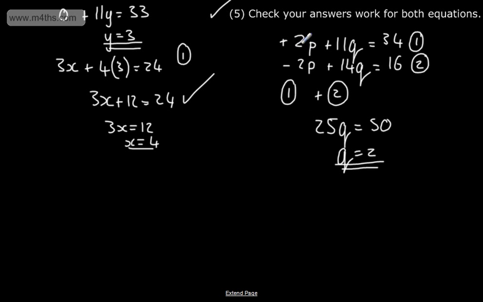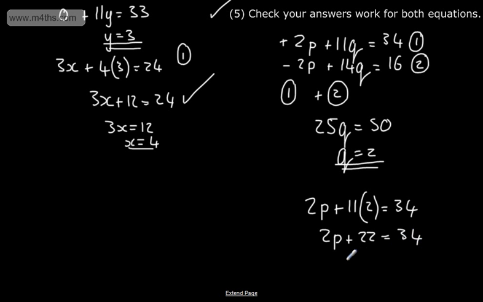So if I put this in, entirely up to us, I'm going to put it in the top one. It makes things slightly easier. 2p plus 11q, where q is 2, is 34. So 2p plus 22 is equal to 34. That gives us that 2p is equal to 12 by subtracting 22 from both sides, and p is equal to 6. Let's just check that in here. Minus 2 lots of p is going to give me minus 12, plus 14 lots of 2 is going to give me 28. Does that equal 16? The answer is yes. So it works.